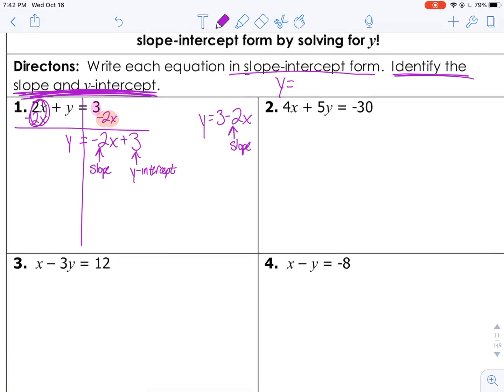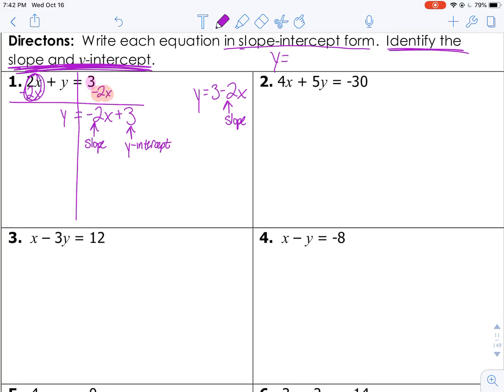Let's try number 2, and then we're going to do one more together, and then I'm going to turn you loose, because this one has a few more steps. I want to move my x, so I'm going to subtract it. I'm going to do negative 4x. So I have 5y equals negative 4x and a negative 30.